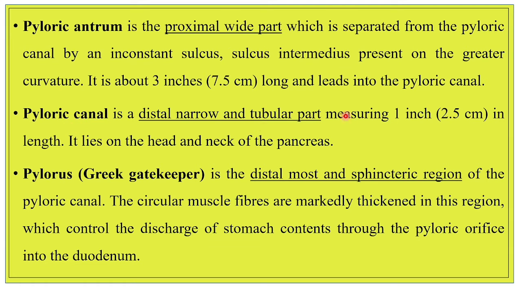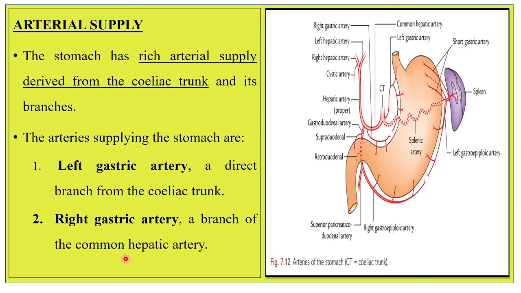The second part is the pyloric canal. It is a distal, narrow, and tubular part measuring around 1 inch or 2.5 centimeters in length. It lies on the head and neck of the pancreas. The third part is the pylorus, or the great gatekeeper, the most distal and sphincteric region of the pyloric canal. The circular muscle fibers are markedly thickened in this region, which controls the discharge of stomach contents through the pyloric orifice into the duodenum, the first part of your small intestine.